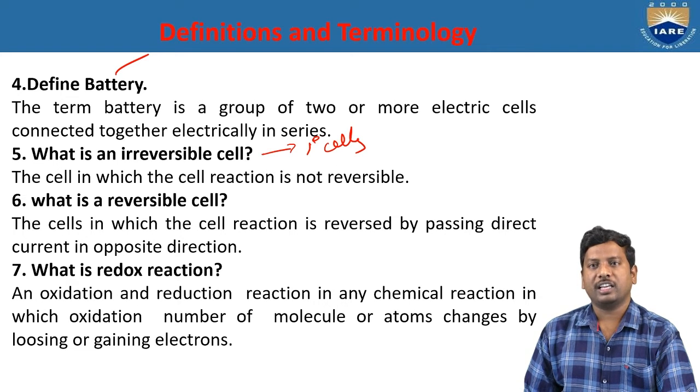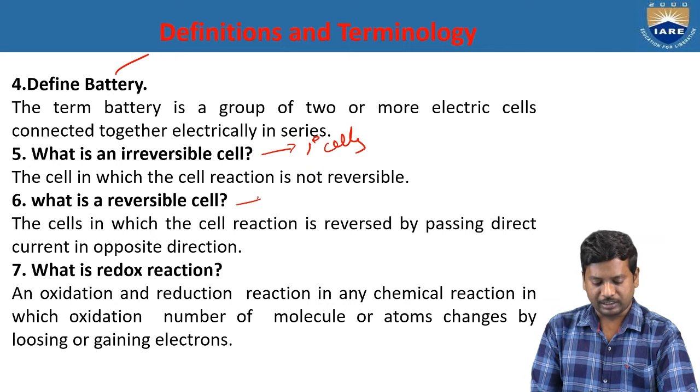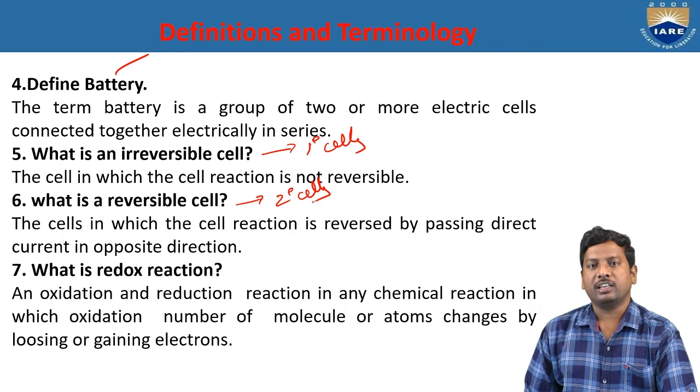And next one, what is a reversible cell? These are cells in which the cell reaction is reversed by passing direct current in the opposite direction. The best example of reversible cells is the secondary cells. These cells convert chemical energy into electrical energy and electrical energy into chemical energy. That means they involve both forward reaction and backward reaction. That reaction is a reversible reaction.